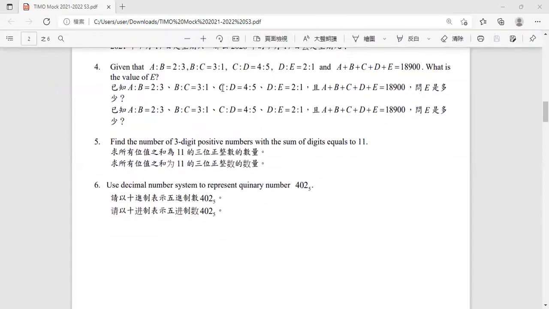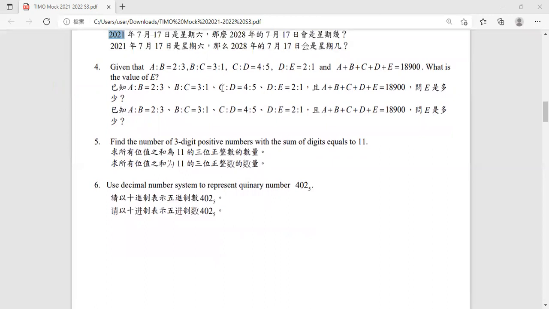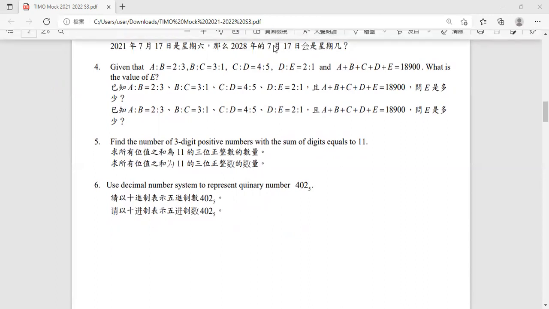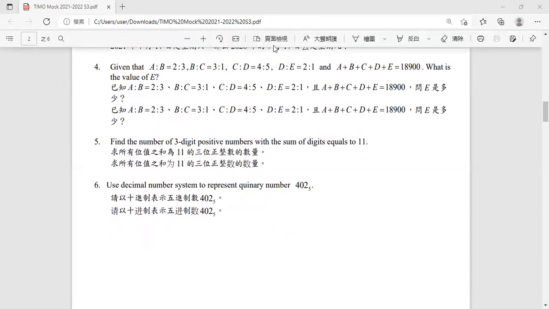Now, given that A to B is 2 to 3, B to C is 3 to 1, C to D is 4 to 5, and D to E is 2 to 1, and A, B, C, D added together is 18,900. What is the value of E? For this question, you can stop me if you don't understand, okay?